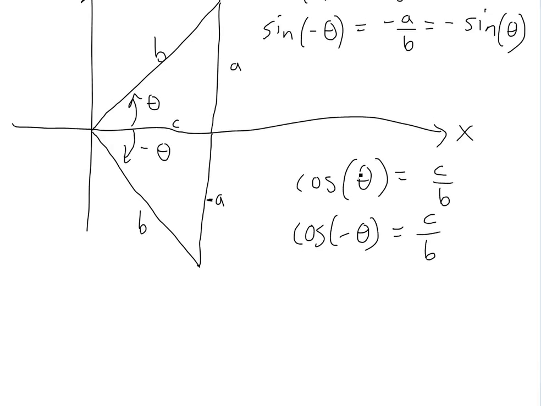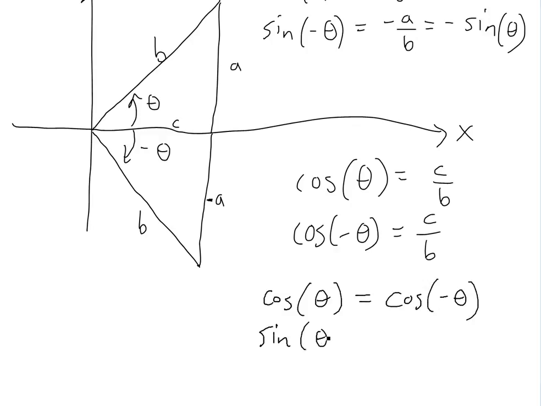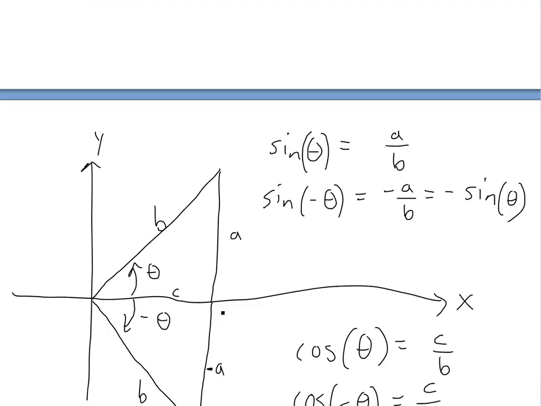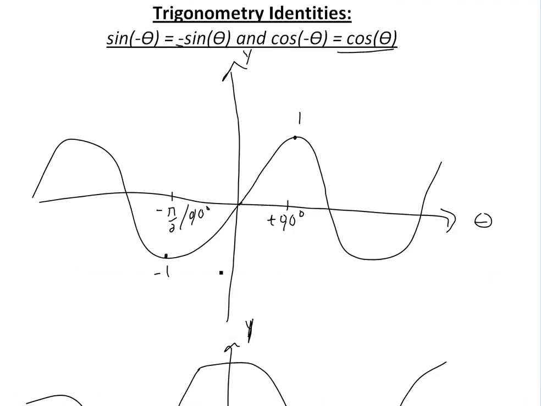So if we put it all together, cos theta is equal to cos negative theta, and negative sine theta is equal to sine negative theta. So it's the same thing, but sine has a negative sign in there. So that's a quick, easy proof, and you can just look at the graph of it to see how it should be true.